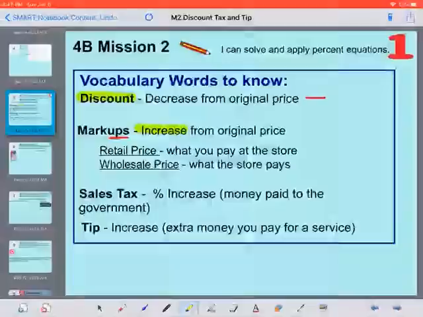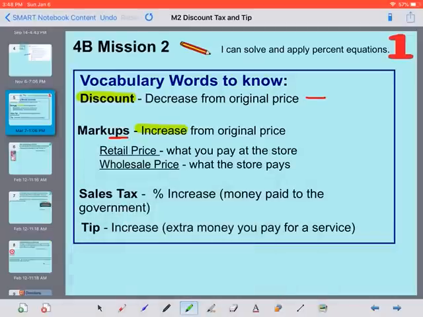So within a markup, two words that you may want to know. The first one is retail price. This is the price that you pay at the store. So if you're going to go to Target or Walmart or Foot Locker or whatever and buy something at the store, you're going to pay as retail whatever that price is. You're going to the retailer, the store.